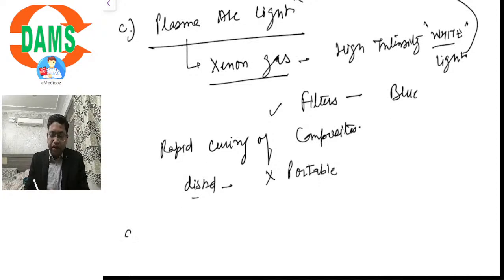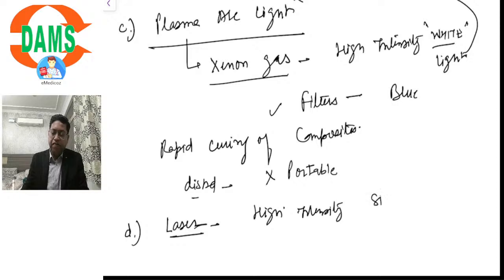Okay. The fourth type of lights are the laser lights. Laser means high intensity, single wavelength of light is emitted.